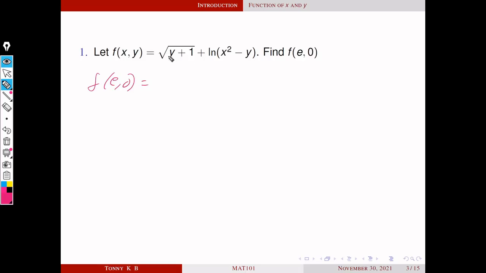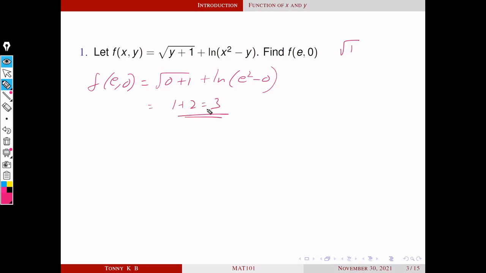We have to substitute x by e and y by 0. So this becomes square root of 0 plus 1, and log of, what about x square? e square minus 0. So this is log e square. Okay, so this is square root of 1. What is square root of 1? That is 1. The square root of 1 means the positive square root. That is a globally accepted notation. Square root means positive square root. So this becomes 1. And what about log e square? This is a natural logarithm, base e. So log e square is 2. Yes. So this becomes 1 plus 2, that is equal to 3.